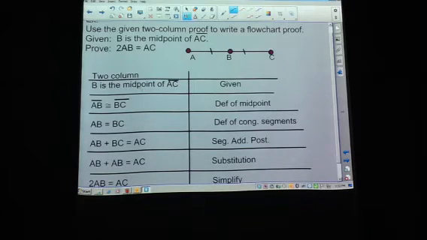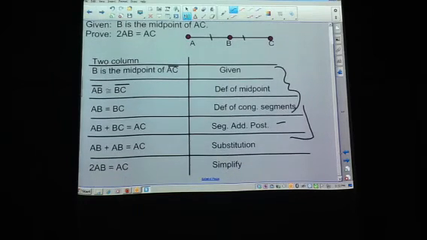So reading through the two-column proof, looks like our first statement there is the given information. Then they're going to use the definition of midpoint, definition of congruent segments, segment addition postulate, and then substitution. So it looks like maybe these 3 are all connected here, and then this kind of comes on its own, but then this connects to both of those. And then last step there is just to simplify.